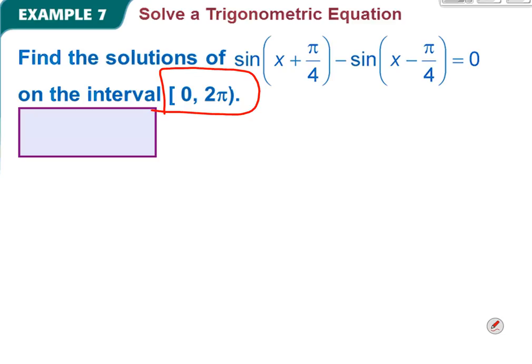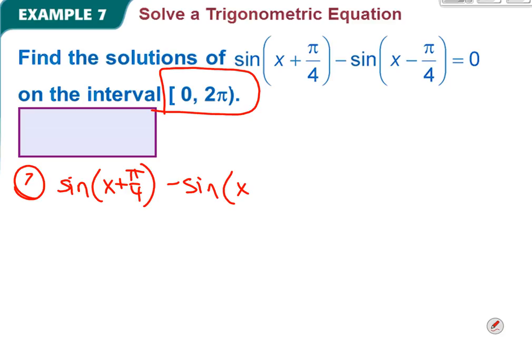When we have an interval, we just look in the quadrants, whatever we have to do, and we don't put plus 2 pi n or anything like that. So number 7 is sine of (x plus pi over 4) minus sine of (x minus pi over 4) equals 0. And I will just write up here the interval is from 0 to 2 pi.